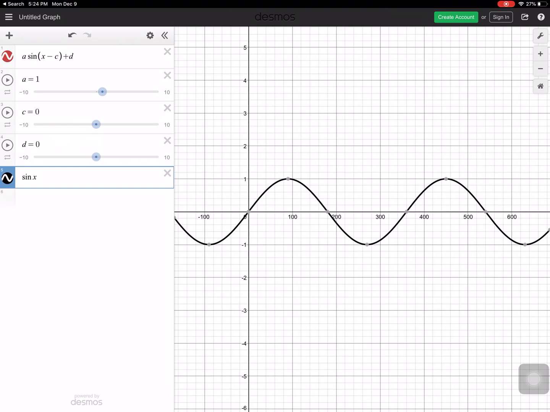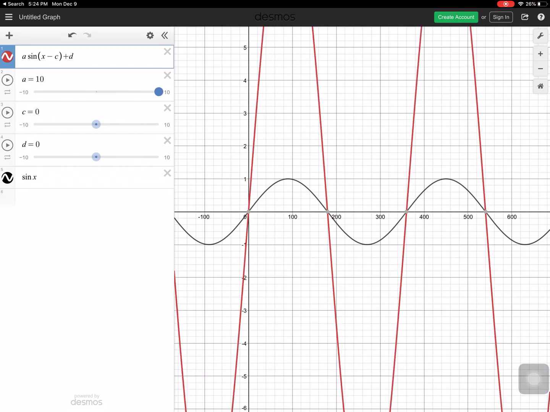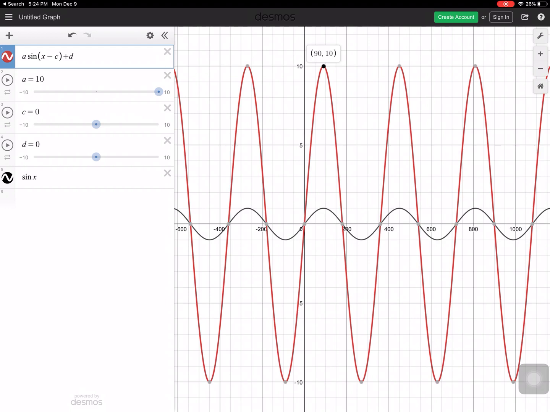If I start to stretch a and make the number larger, you'll notice the points at 0 don't change. They're always cutting through there, but the peaks, the maximums and minimums, have become far more pronounced. In fact, if a is 4.7, the y value is 4.7. This is known as the amplitude. So whatever a is is actually what the amplitude is. So let's bring it up to 10. Zoom out just a little. You notice our amplitude's all the way up at positive 10 and negative 10. Okay, so that gives us a little information.